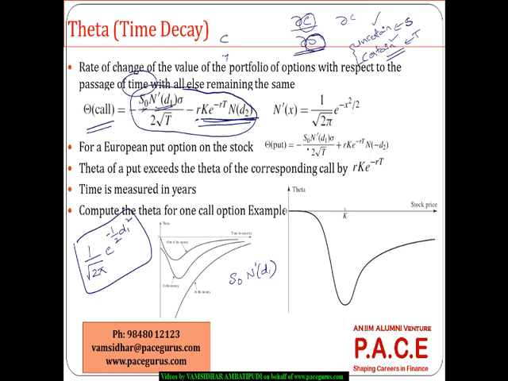For a put option, it goes exactly the negative. Minus S naught N dash D1 sigma by 2 root T, plus, so here this part would be a plus instead of minus, rK e power minus rT N of minus D2, which is nothing but 1 minus N of D2. So theta of a put exceeds the theta of the corresponding call by this much amount. You could clearly see here.